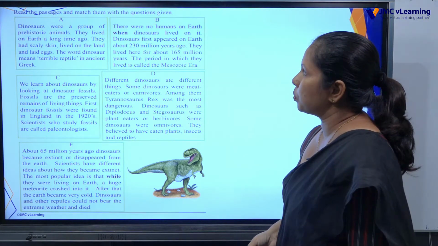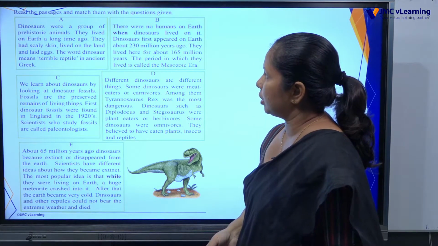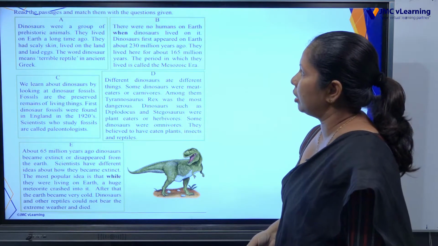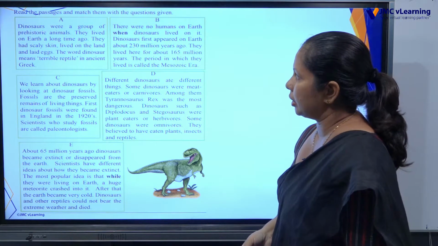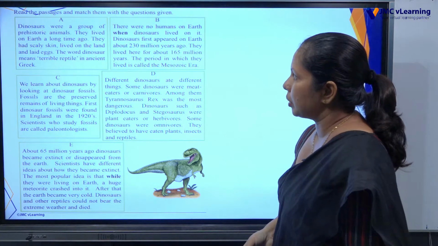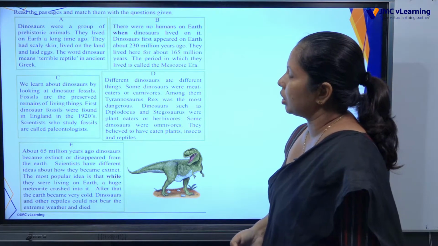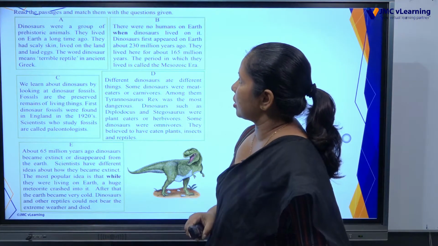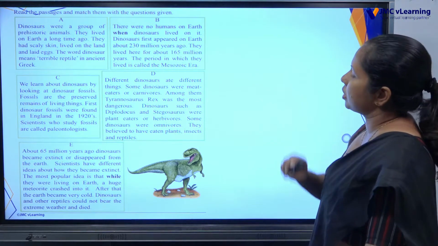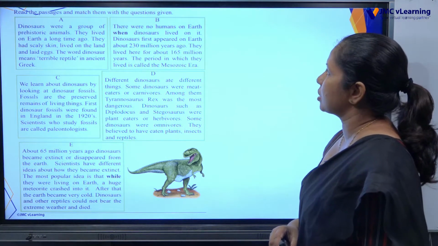Dinosaurs were a group of prehistoric animals. They lived on earth a long time ago. They had scaly skin, lived on the land and laid eggs. The word dinosaur means terrible reptile in ancient Greek. So, here they speak about dinosaurs. The passage B. There were no humans on earth when dinosaurs lived on it.